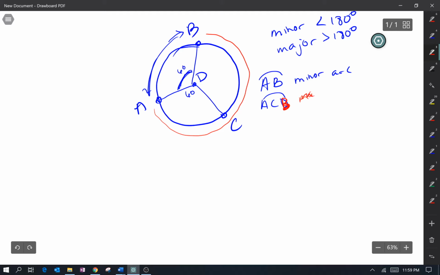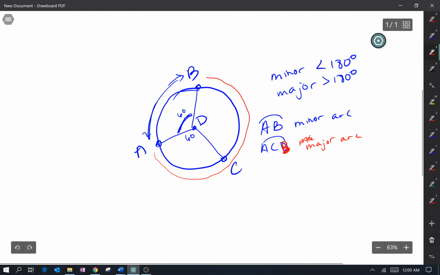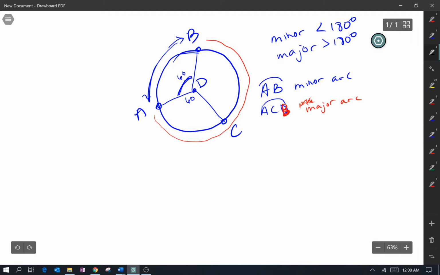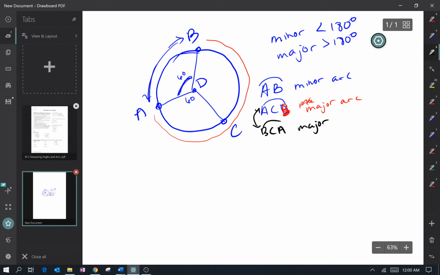Sorry, I'm having a hard time writing here. So major arc. All right, so AB is a minor arc and ACB is a major arc. And if I called it arc BCA, that's the same thing as ACB. They're both major arcs, right? All right, so those are the big ones, major arcs, minor arcs, and central angles.